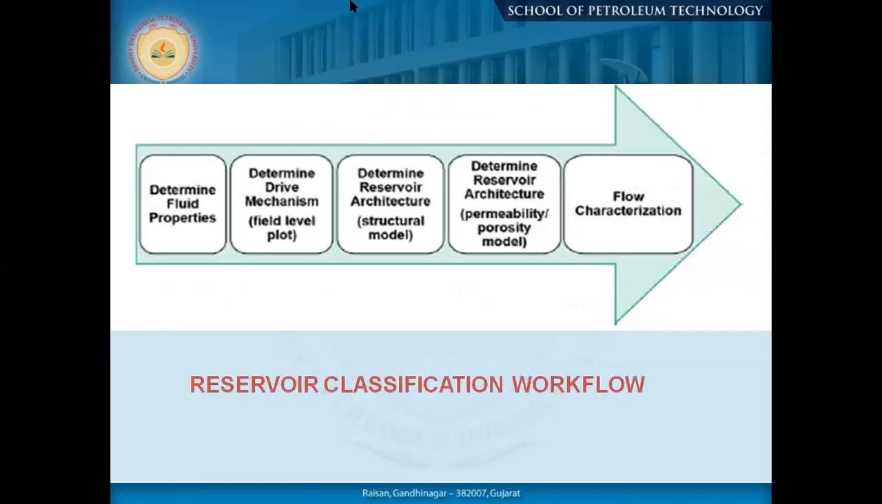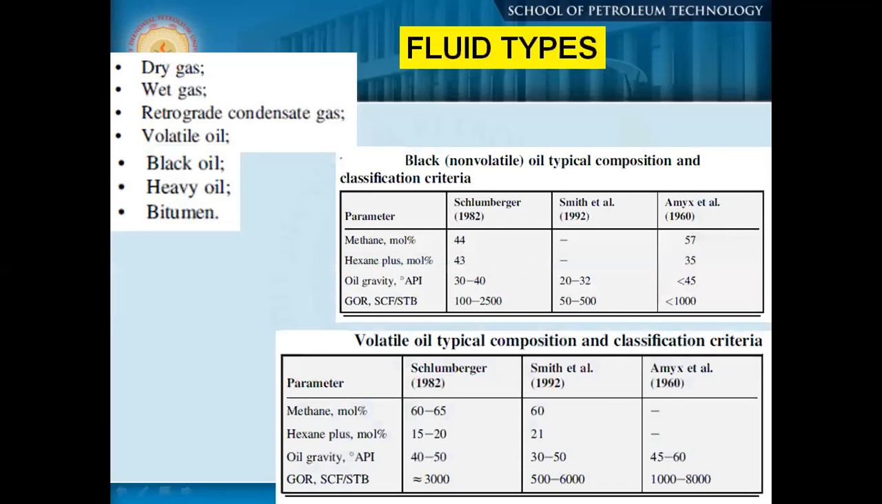So this is the same workflow. We are discussing fluid properties, drive mechanism, reservoir architecture. Then you are putting in a permeability and porosity model. Then your flow characteristics. That means, ultimately, your well information is now upscaled. You are upscaling to a three-dimensional reservoir so that you properly understand your reservoir in a static as well as dynamic way, so that you can properly plan your activity for the future. So this is the old topic we have already discussed a lot. Just to put it in sequence, I am just discussing it.